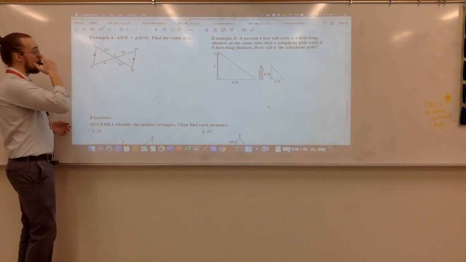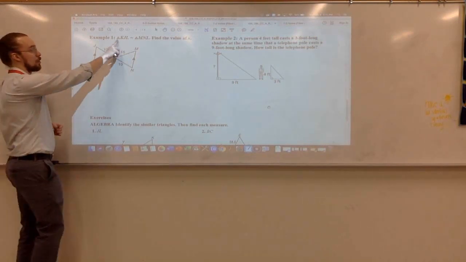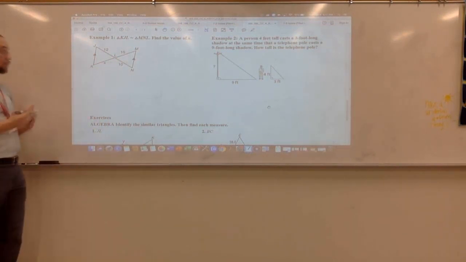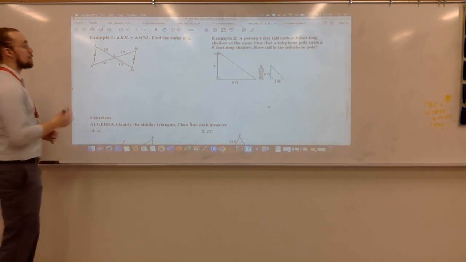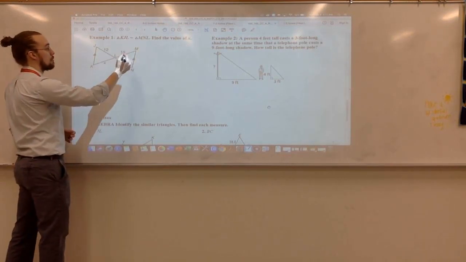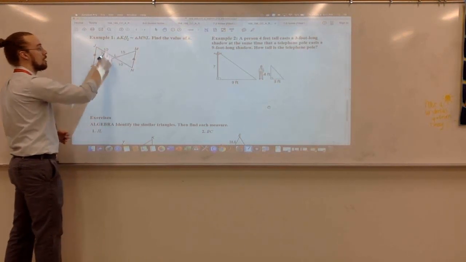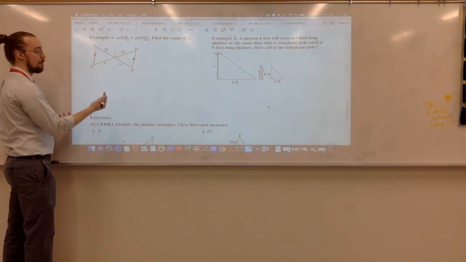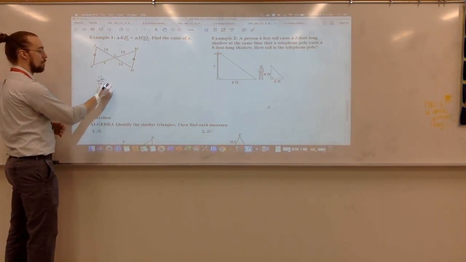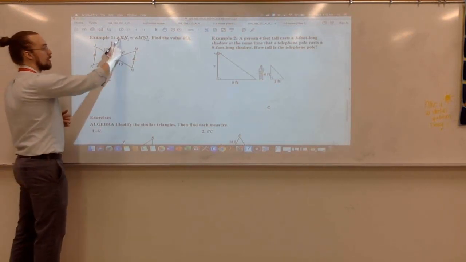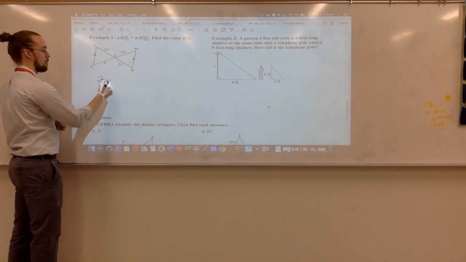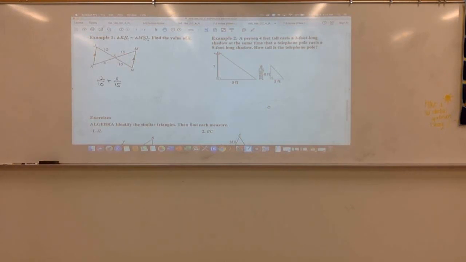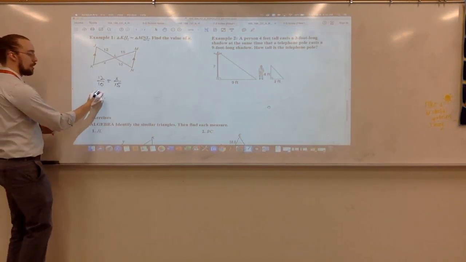If we look at example 1 here, we're told triangle KJL is similar to triangle MNL. So we need to make sure we're matching up correct corresponding pieces. If I look at my statement here, I can see JL and NL match up. So I could write that as a proportion. And then I also know that KL would match up with ML. So I can say that's X over 15, really similar to what we did yesterday. Cross multiply.